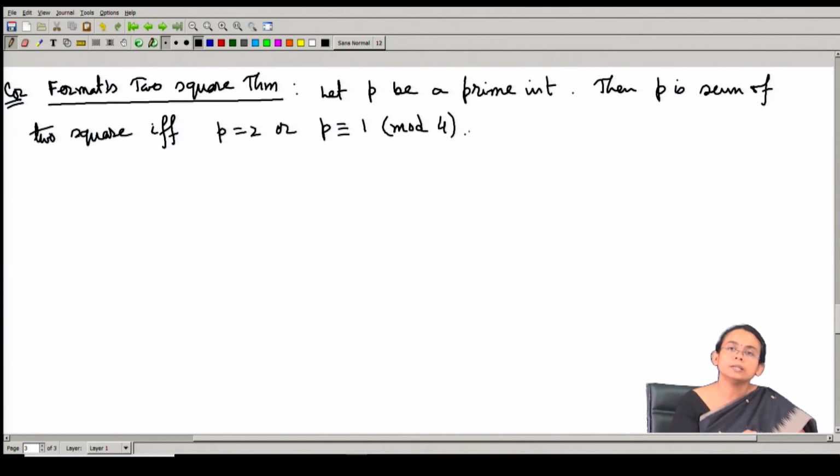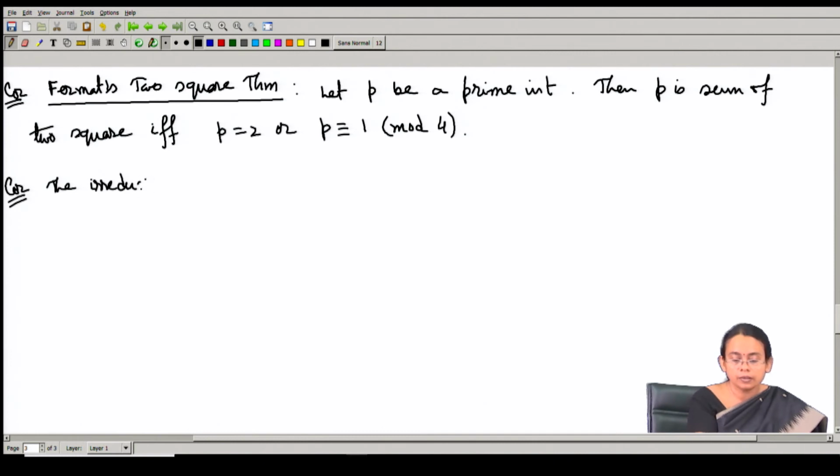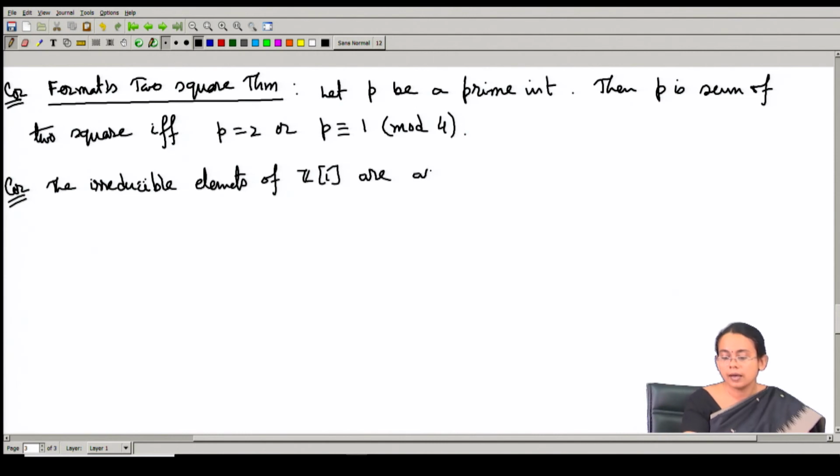In number theory, you can see there are different proofs, but in this proof we are using the technique of the ring of Gaussian integers. And as a next corollary, we will be identifying all the irreducible elements of Z[i]. So, what are the irreducible elements of Z[i]?